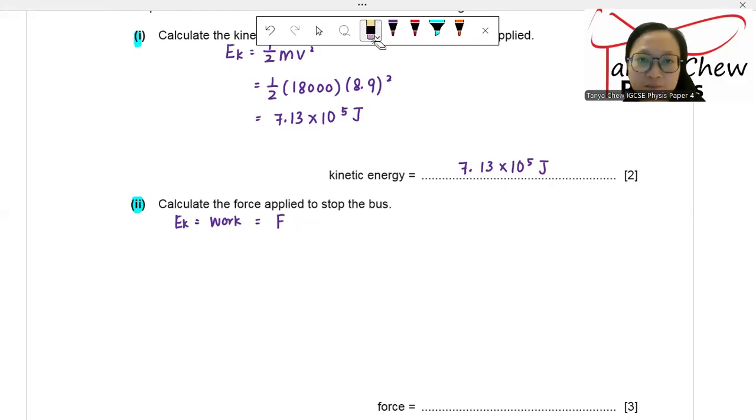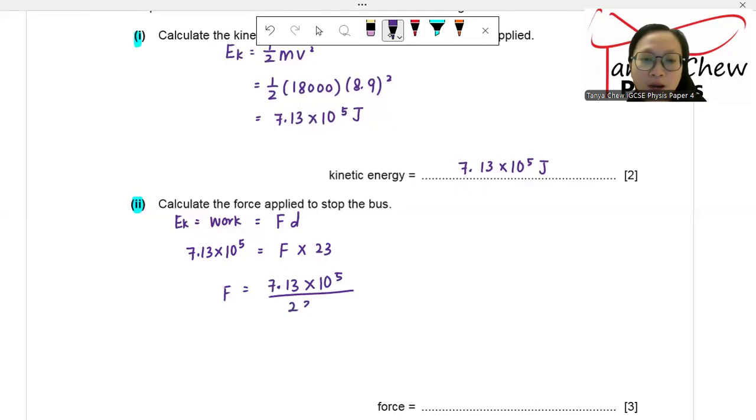Okay, I put F times d, distance. Work is in terms of energy, kinetic energy, which is 7.13 times 10 to the power of 5. Force I have to find, multiplied by the distance, 23 meter. F is equal to 7.13 times 10 to the power of 5 divided by 23. So the force that you're supposed to get is 31,000 Newton. So 31,000 Newton is the answer.